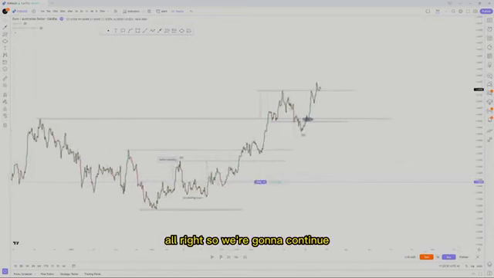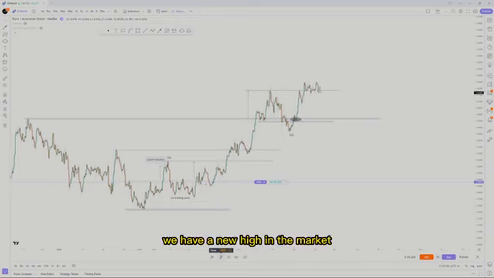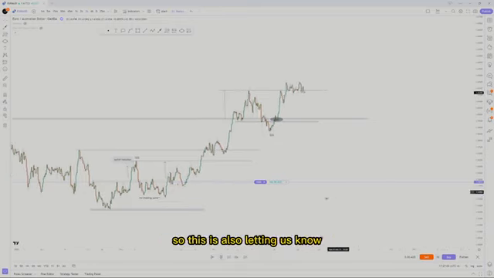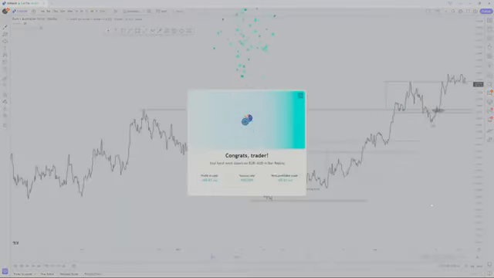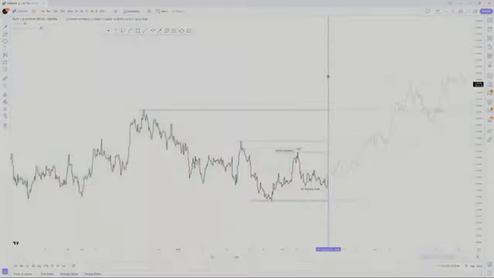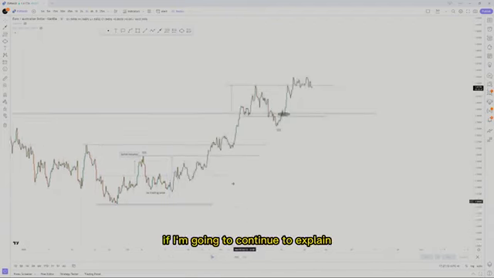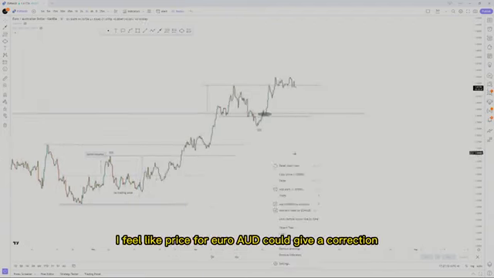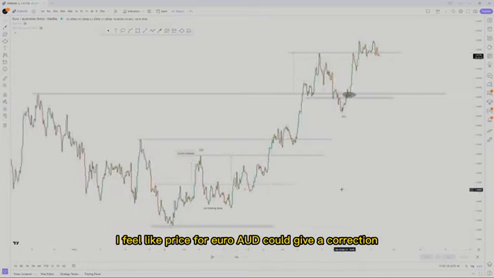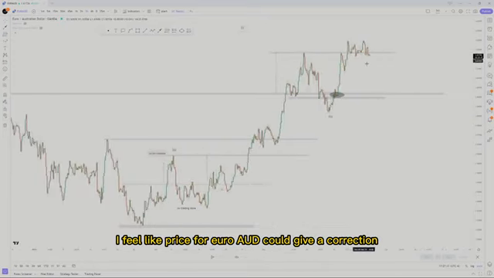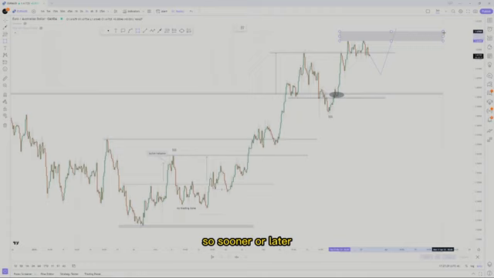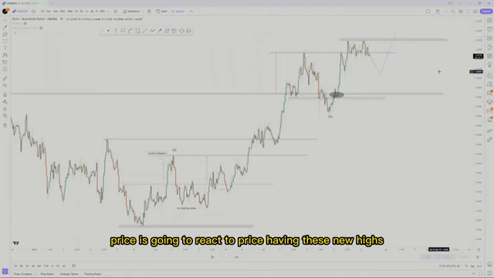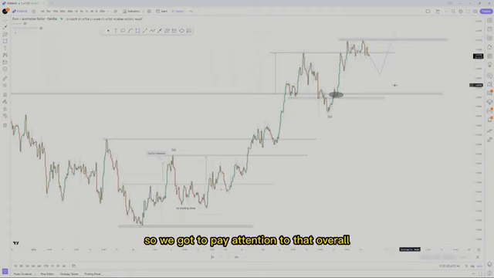All right, so we're going to continue. We have a new high in the market, so this is also letting us know that price could continue higher, and I'm wondering if that is it, and that is it. So if I'm going to continue to explain, I feel like price for Euro AUD could give a correction and then a continuation back higher because we do have new highs in the market. So sooner or later, price is going to react to price having these new highs. So we got to pay attention to that.